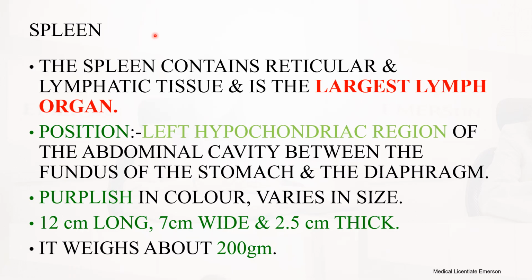Then let's go to one of the lymphatic organs, which is of course the spleen. So the spleen contains reticular and lymphatic tissue and is the largest lymph organ. The spleen is found in the left hypochondriac region of the abdominal cavity between the fundus of the stomach and the diaphragm. It is purplish in color and varies in size. It is 12 cm long, 7 cm wide, 2.5 cm thick, and it weighs about 200 grams. So that's about the spleen.